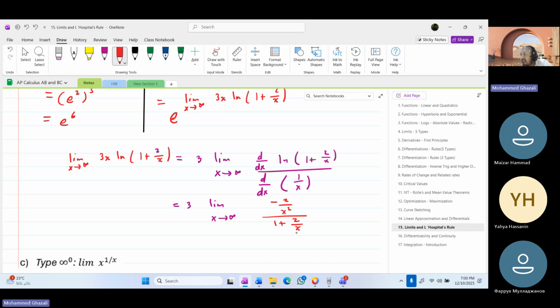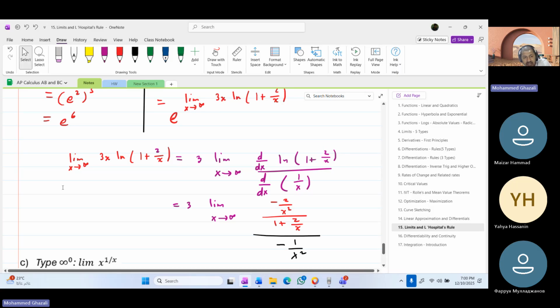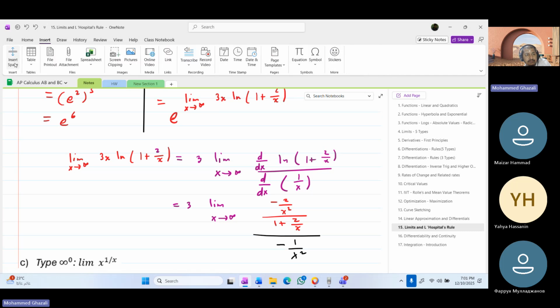This part here goes to the denominator. I differentiate this: derivative of 1 is 0. Derivative of 2 over x is negative 2 over x squared. That's only the derivative of the top. Now the derivative of the bottom is negative 1 over x squared. So great. There are some things that will cancel out and we can simplify, all right?